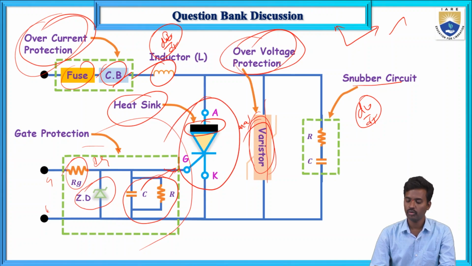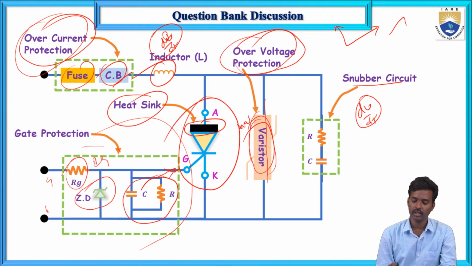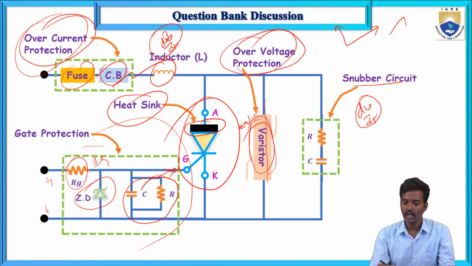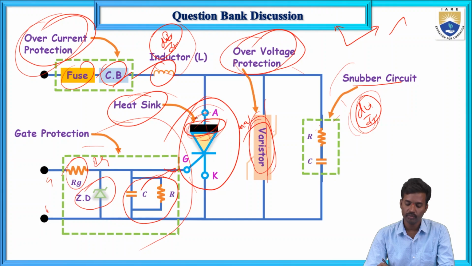For over voltage protection, a varistor is connected across the SCR, and a fuse and circuit breaker are connected in series with the SCR for over current protection. An inductor is connected in series with the SCR for di by dt protection, and a snubber circuit, that is a resistor and capacitor in series, is connected across the SCR for dV by dt protection. Heat sinks are provided on the thyristor for thermal protection, and this is the gate protection.